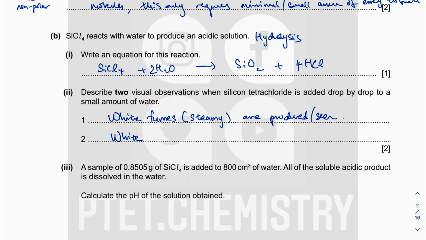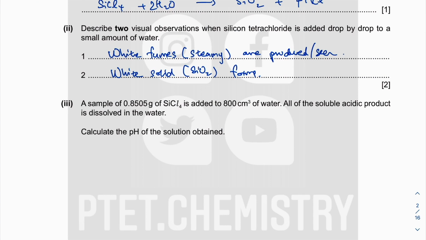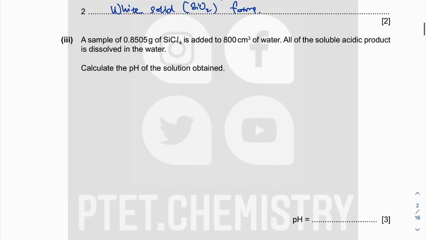You also get a white solid because the SiO2 is a solid forms. Okay, so this will come out as a solid. These are liquid and liquid. You will see solid forming. Okay, you want visual observations. Okay, so just stating the product is not going to help you. You need visual observations.